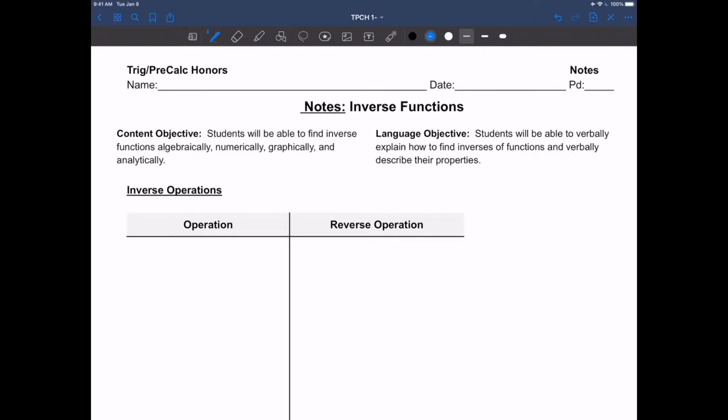Welcome to our notes on inverse functions. Students will be able to find inverse functions algebraically, numerically, graphically, and analytically. Students will be able to verbally explain how to find inverses of functions and verbally describe their properties.